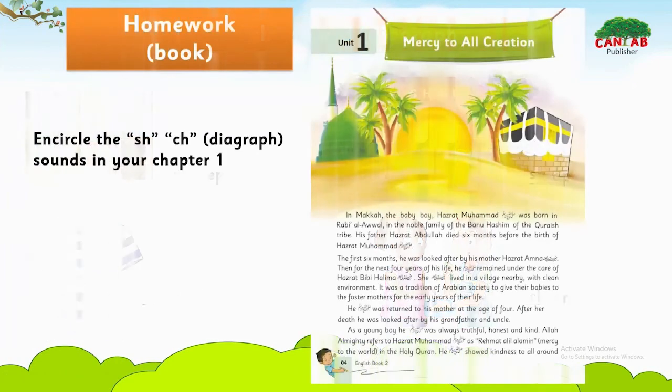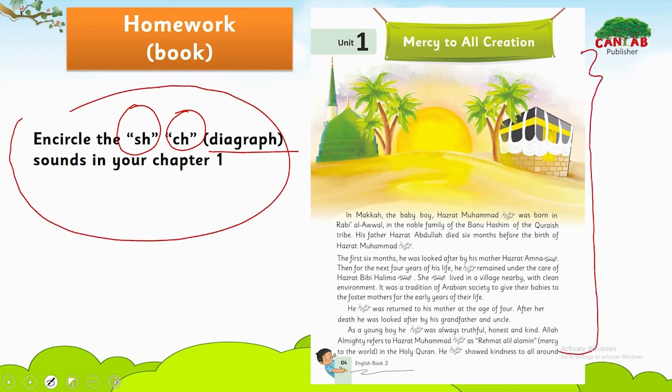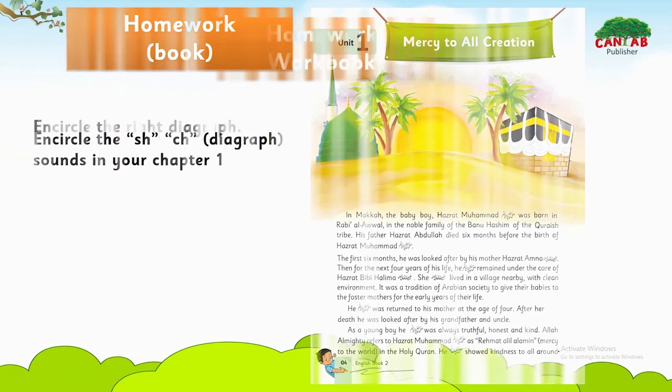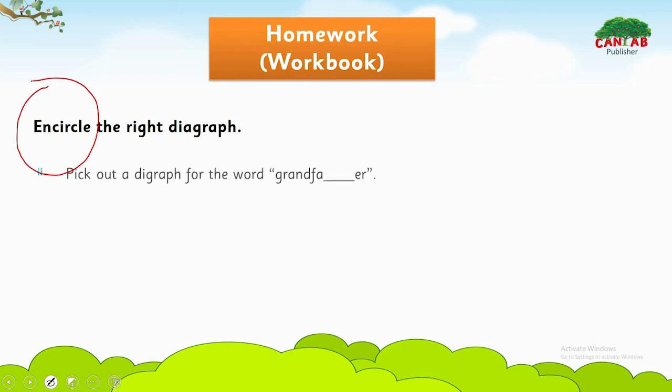Yes, well done. Now you have homework from the book. You have to encircle the sh and ch digraphs that sound in your chapter 1. Now the homework for your workbooks. You have to encircle the right digraph. Pick out a digraph from the word grandfa dash er. Which will come? TH, SH, CH.